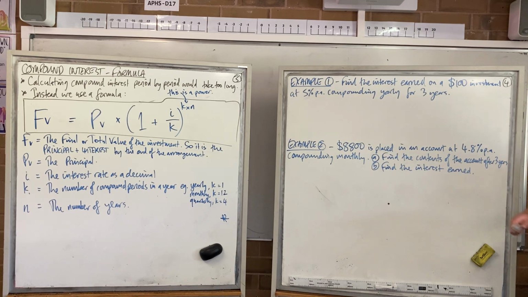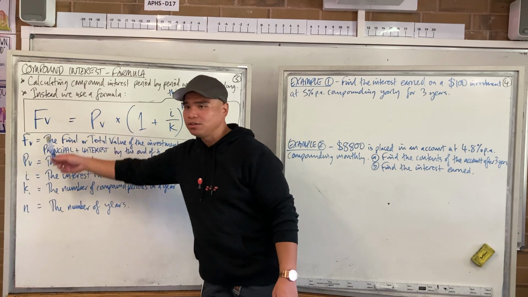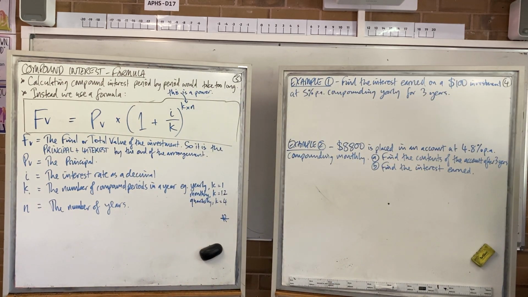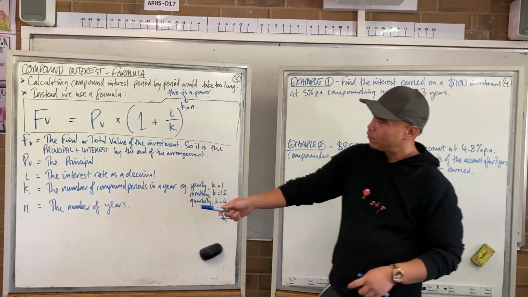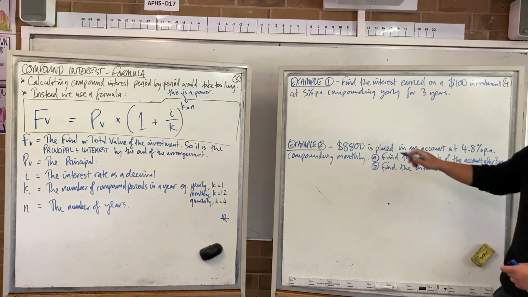Okay, let's do an example. Find the interest earned on a $100 investment at 5% compounding yearly for 3 years. This formula doesn't tell you how much interest you earn. It tells you how much it grows to. How do I find the interest? Work out how much it grew to, take away what you put in the first place. That'll tell you how much interest.